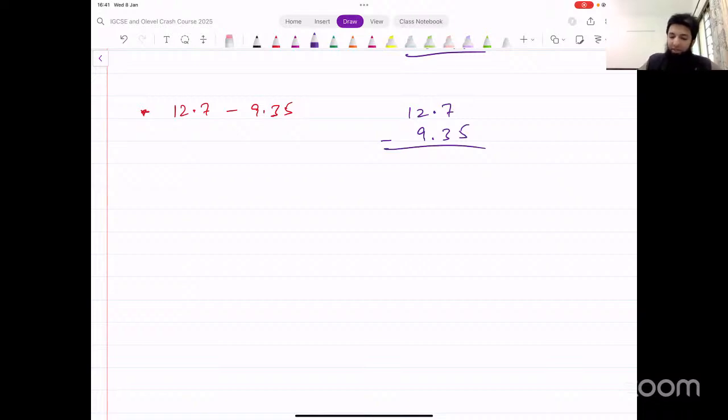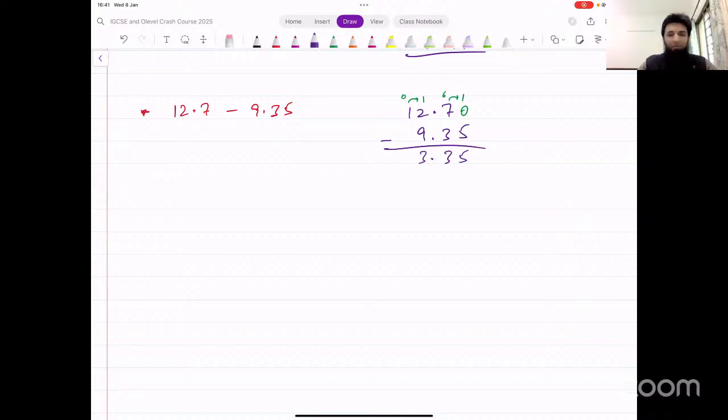Now, there's no number above 5 here. You can write 0, right, to make things simpler to understand. And now you cannot do 0 minus 5. So what you do is you take 1 from here. So that becomes 10. 10 minus 5, what's that? That is 5. And now you're left with 6 here. 6 minus 3, that is 3. And then again, you cannot do 2 minus 9. So you take 1 here. You're left with 0 there. 12 minus 9, that is going to give you 3. So you get 3.35 from this.